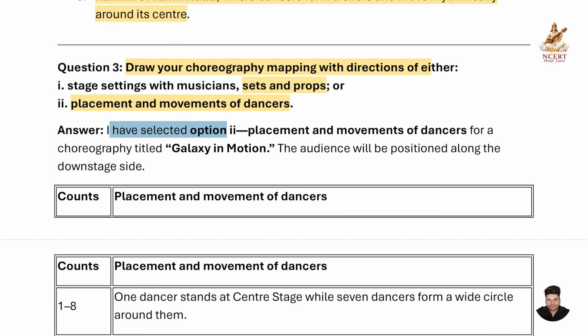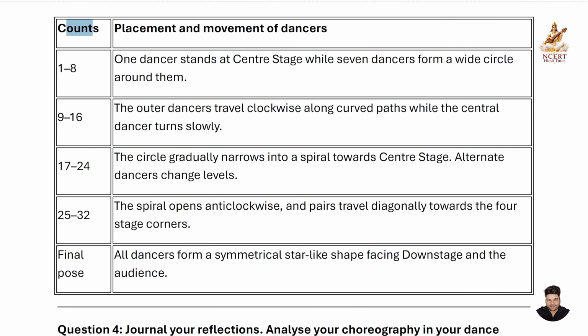I have selected option 2, placement and movements of dancers for a choreography titled Galaxy in Motion. The audience will be positioned along the downstage side. Counts, placement and movement of dancers. 1 to 8. One dancer stands at center stage while 7 dancers form a wide circle around them.